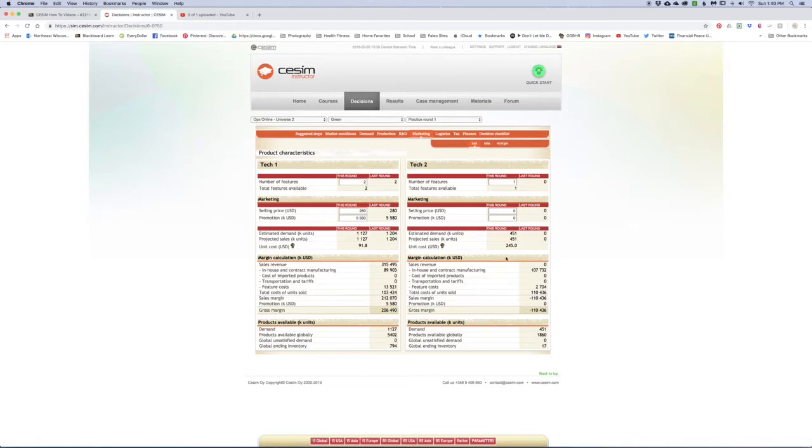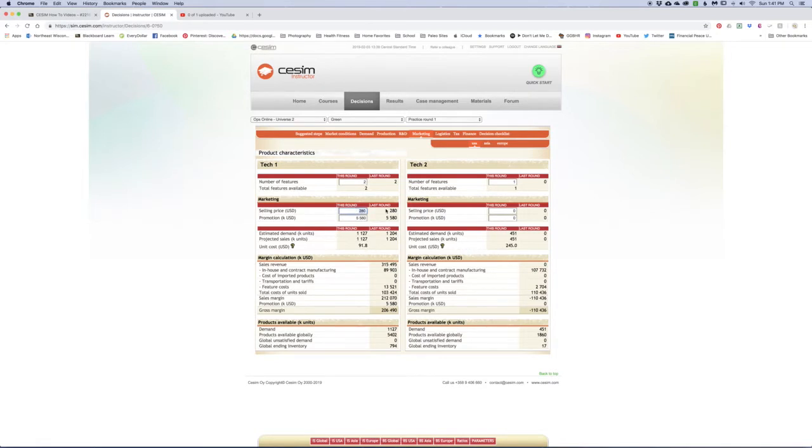So if you look at this margin calculation, this is going to look at your sales revenue that you're predicting, your in-house contract manufacturing costs, and you have your feature costs and your total goods, and then it's going to create a sales margin for you. So this is your gross margin. This is also telling, like for the US, this is your demand predicted for the US, how many products you have available, and if you have any globally unsatisfied demand, okay? So this tells you a lot of information. This unit cost is really a big deal.